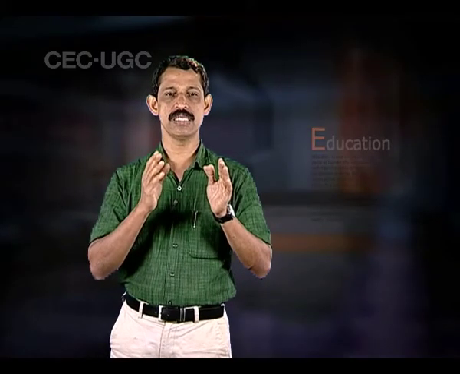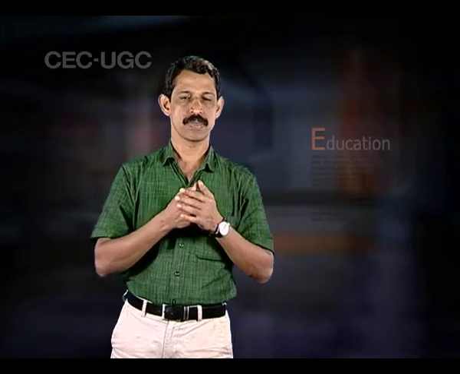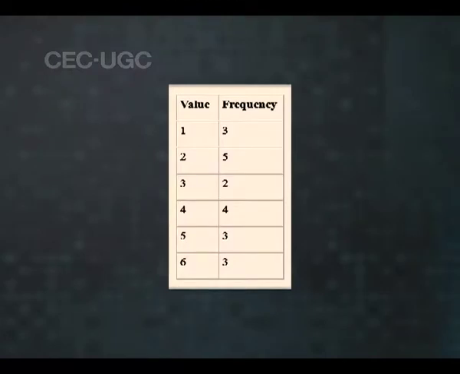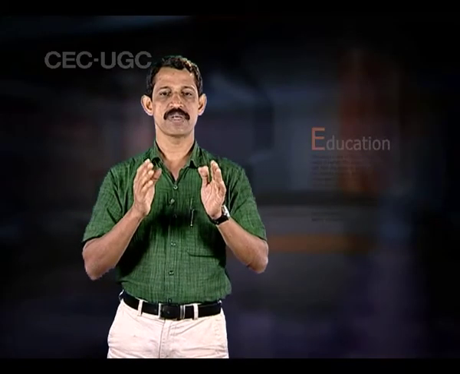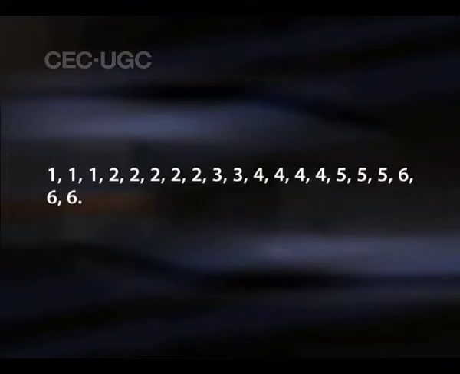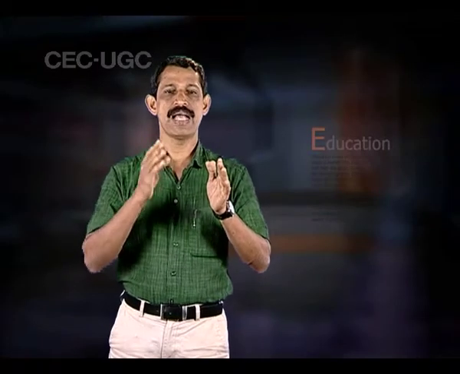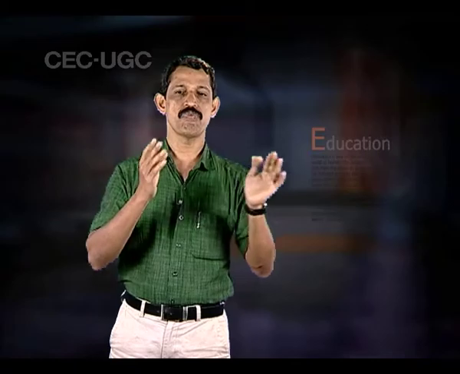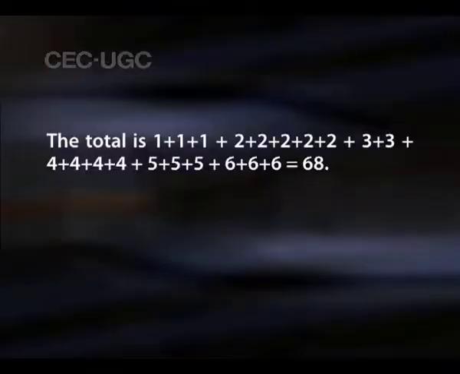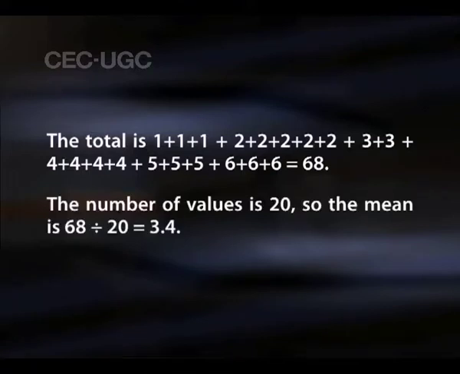You have learned the method of calculating mean from raw data. How can we find out the mean from the table of data? From the table, in the first column values are given, in the second column frequencies are given. We know that if we write the example data in a list, it looks like this: 1, 1, 1, 2, 2 and so on. Normally, we would add up the data and divide the total by the number of values. The total is 1 plus 1 plus 1 plus 2 and so on, and in total it is 68. The number of values is 20, so the mean is 68 divided by 20, that is 3.4.